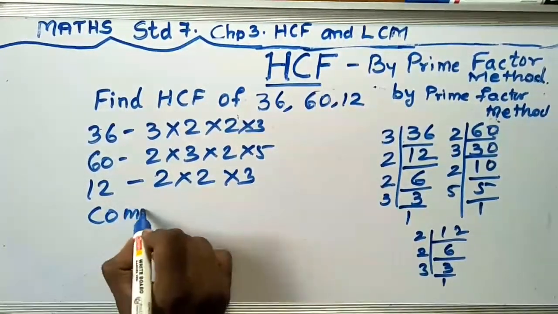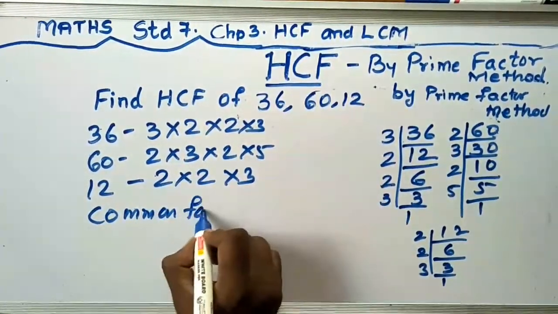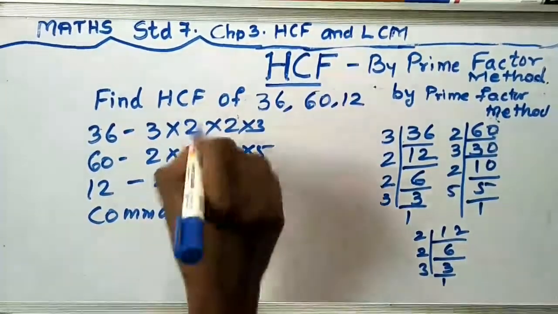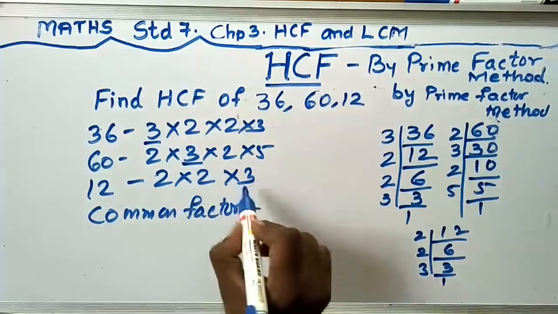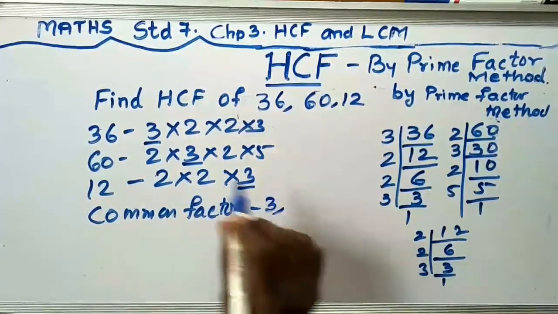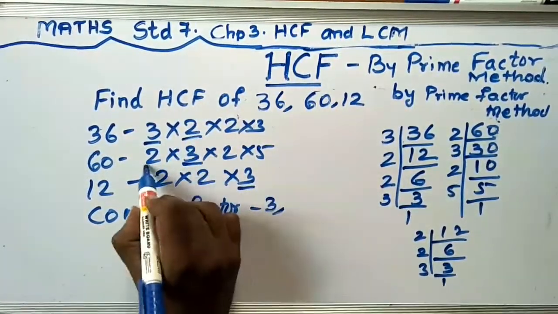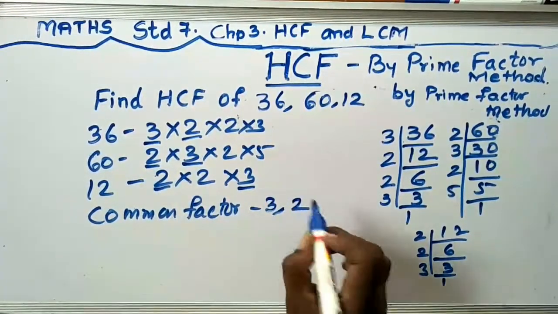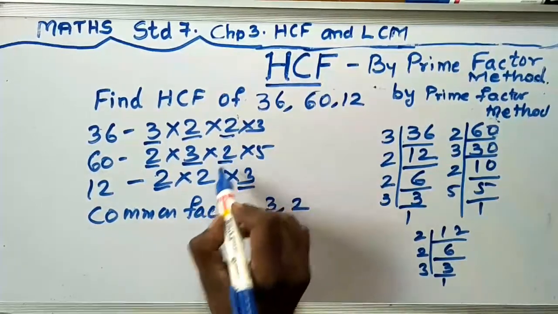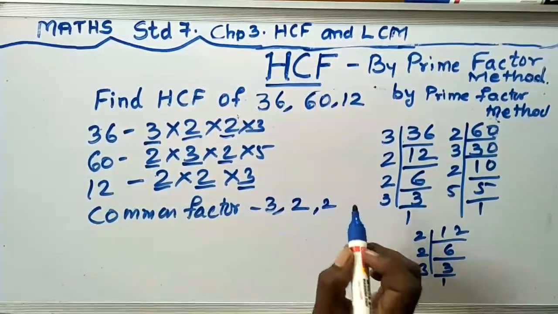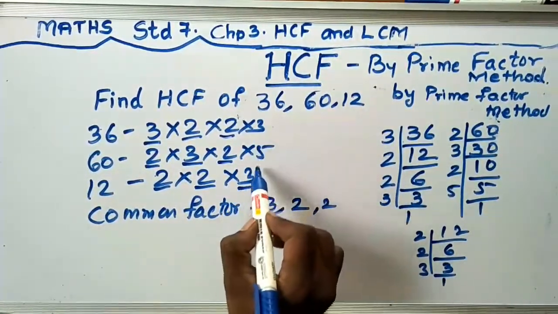So common factor. Let's find the common factor in all the 3. Here 3, 3, 3. I'll write 3. 2, 2, 2. I'll write 2. Again 2, 2, 2. Common 2. 3? No 3 is there in all.